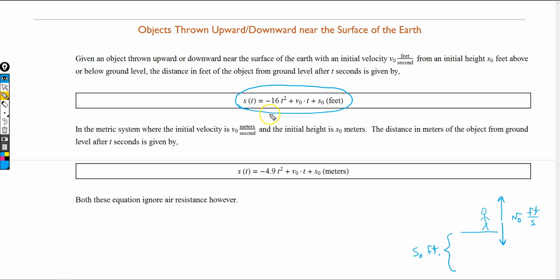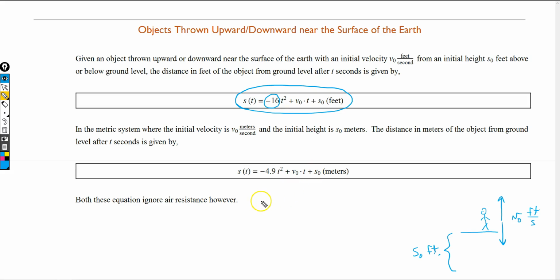So in other words, in 1 second, if you wanted to know how far or high the object is above or below ground level, you would plug the number 1 in for t, and that would tell you how many feet above or below ground level the object is at that point in time. After 2 seconds, plug the number 2 in here for t, and it would tell you how many feet above or below ground level the object is after 2 seconds. That's our equation. Now let me just say a little bit about where this number 16 comes from.